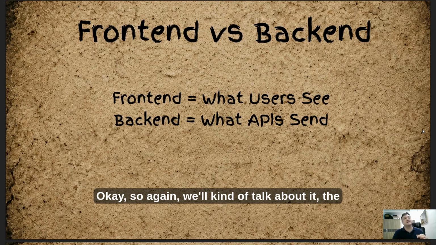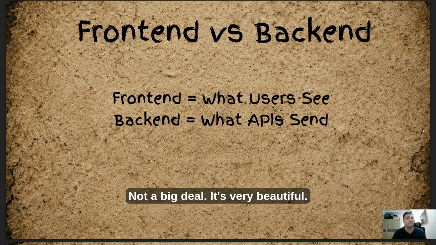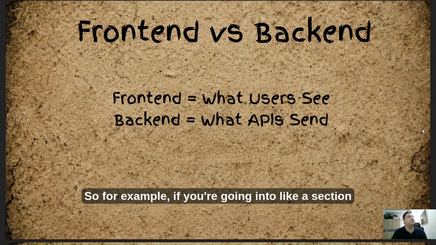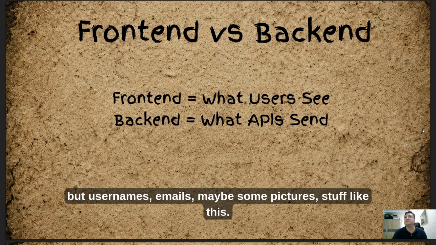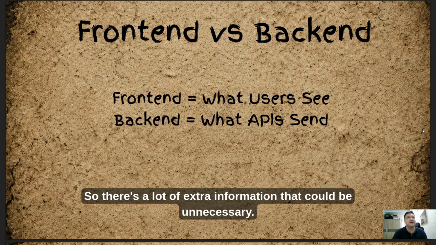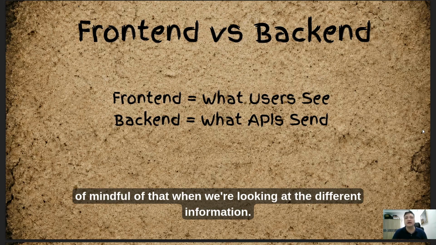Okay, so again, let's talk about the front end versus the back end. The front end is what the user sees. This is great, they only see what's necessary, not a big deal, and it looks very beautiful. But the back end is what the API sends. For example, if you're going into a section of a website that just has community stuff, you could see some emails, usernames, not passwords, but usernames, emails, maybe some pictures, stuff like this. So there's a lot of extra information that could be unnecessary, and we need to be mindful of that when we're looking at the different information.